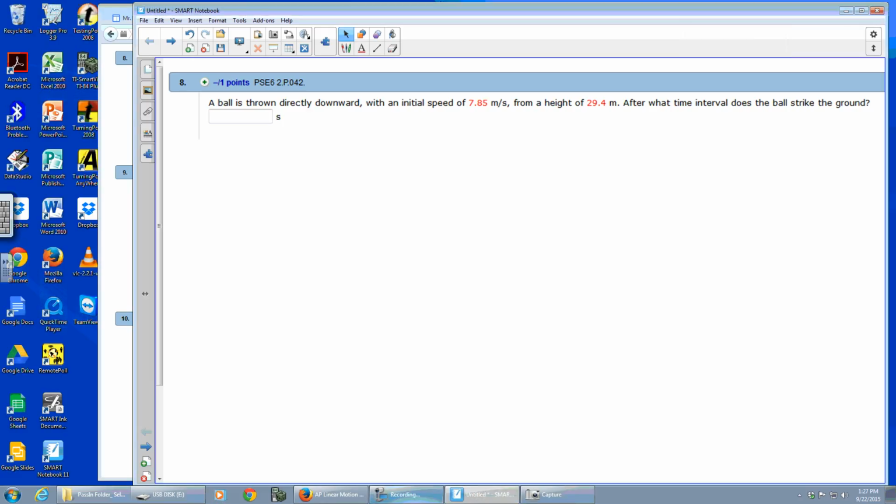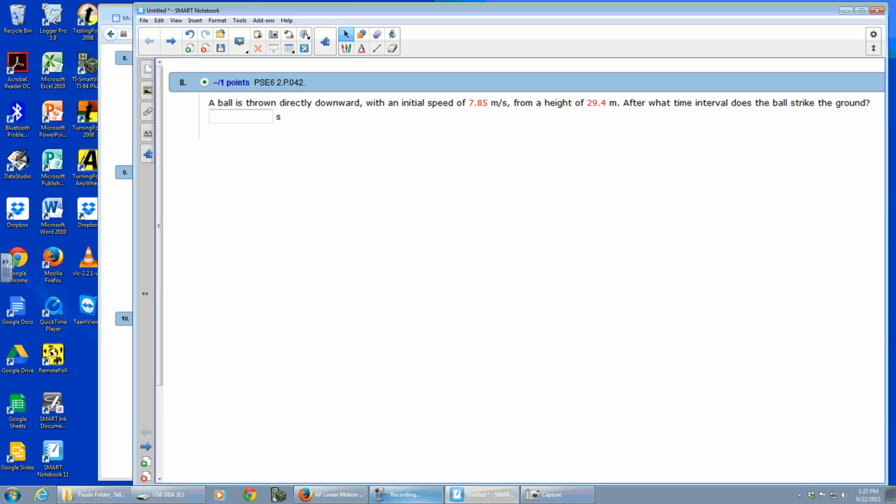All right, I'm going to do number 8. We've got this ball thrown directly downwards with initial speed of this from a height of this. At what time interval does the ball strike the ground? So, constant acceleration, right?